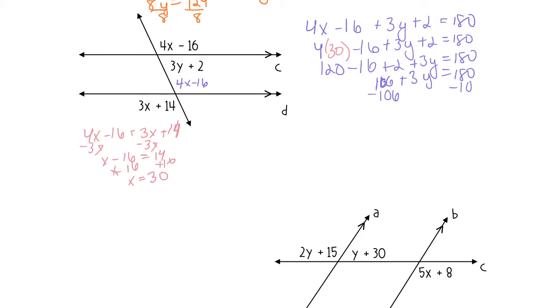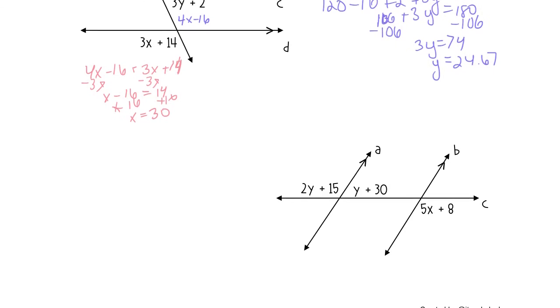Subtract that 106 from each side. And we get 3y is, calculator again, 180 minus 106. 3y is 74. So that means y is 24.67 or 74 thirds. All right, getting the hang of it, I hope.